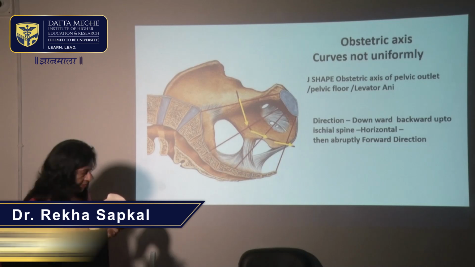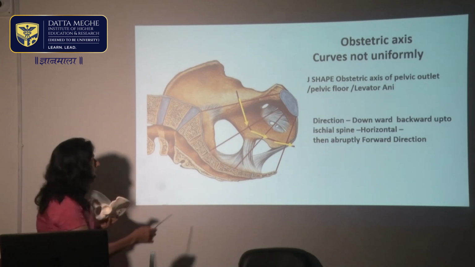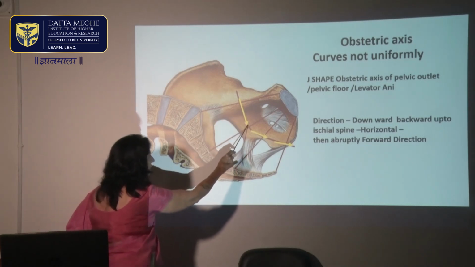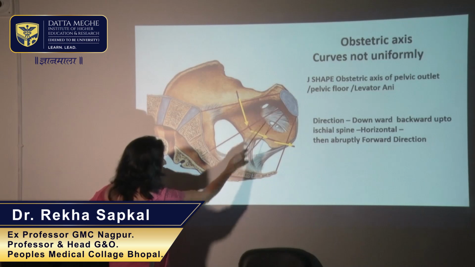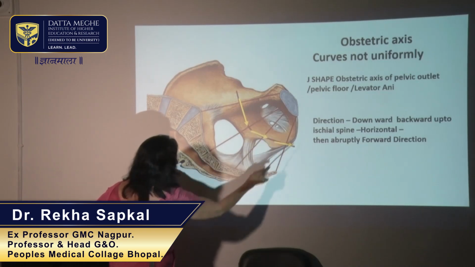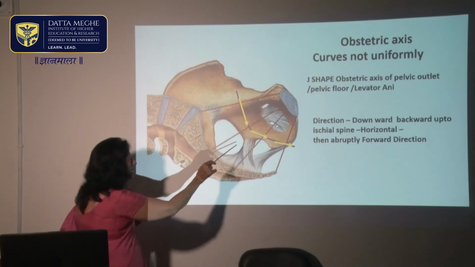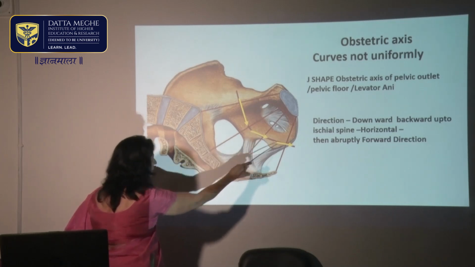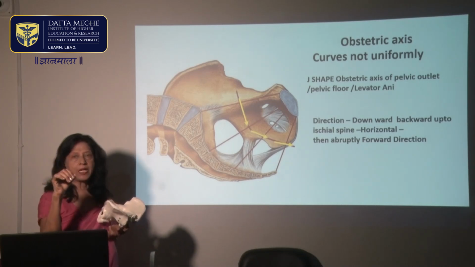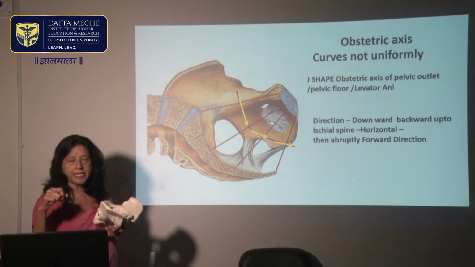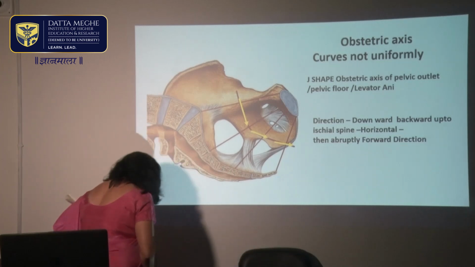So, what is this obstetric axis? This one is a J-shaped axis. The direction is downward, backward here towards the sacral hollow, then horizontal, then forward. Introitus is here, anal canal is here. Naturally, it is forward, it is J-shaped. So, it is downward, backwards, horizontal and forward. This J-shaped axis you must remember, because in forceps application, instrumental delivery, the direction of the traction is downward, horizontal, forward. You remember like this, downward, horizontal and forward direction.